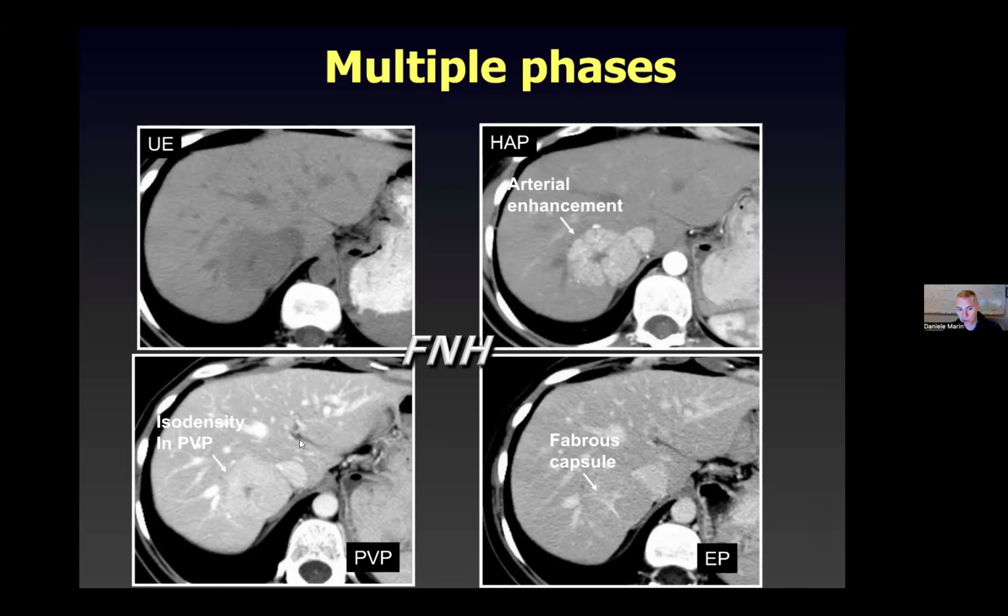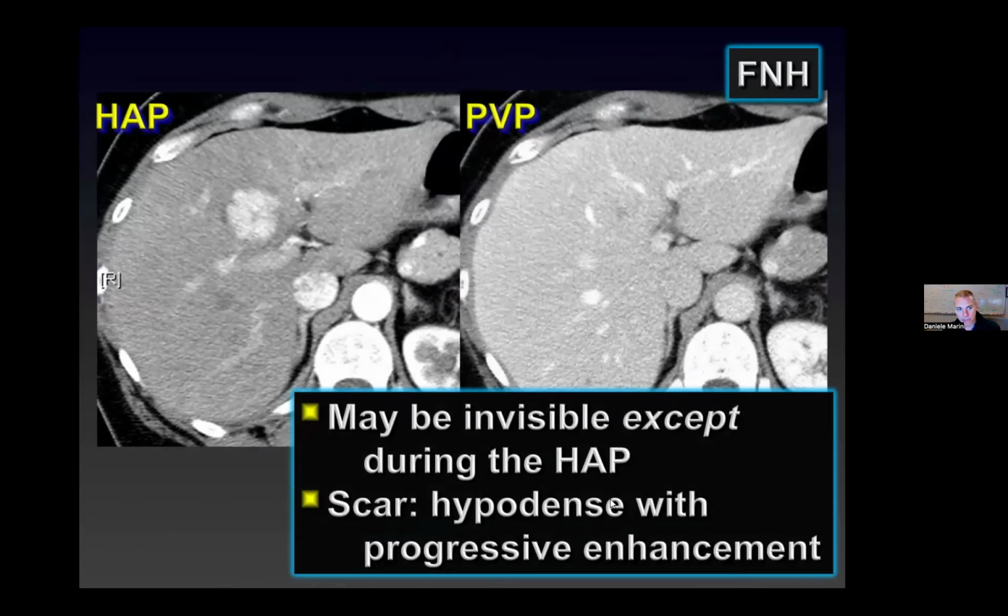During the venous phase, what we generally see is fading of the lesion to isodensity. You can see the lesion becomes progressively more difficult to differentiate from the background liver parenchyma. And then the other key finding we look for is the delayed enhancement of the central scar, of the central portion of the lesion, during the equilibrium phase.